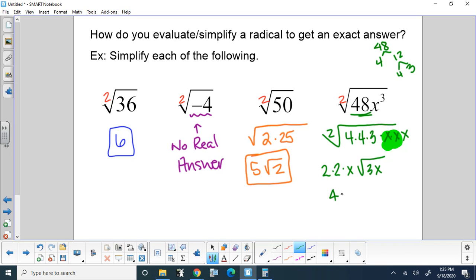I would write my answer as 4x times the square root of 3x. Now there's one more detail we are going to add in here. Because we were dealing with an even index number, we need to state that the answer is positive. Absolute value bars around this variable indicate that that x value, which could be any number, has to be positive.